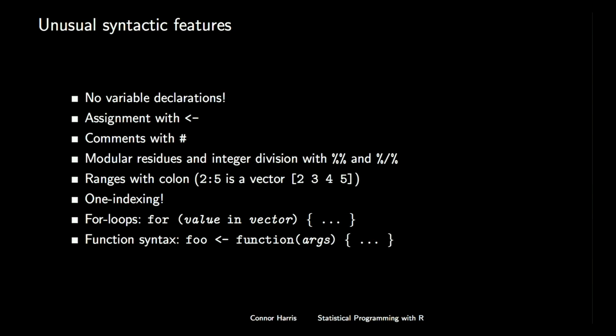So, unusual syntactic features. Most of R's syntax is very similar to C. There are a few important differences. Typing is very weak, so there are no variable declarations. Assignment uses the strange arrow operator, less-than hyphen. Comments are with the hash mark. I guess nowadays we call it hashtag, though that's not really accurate. Not the double slash.